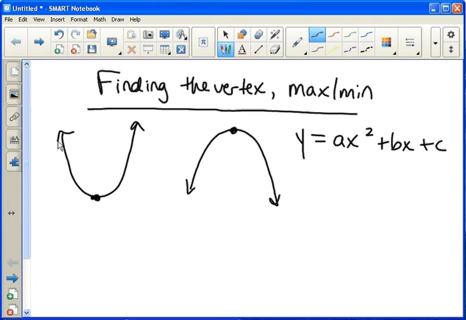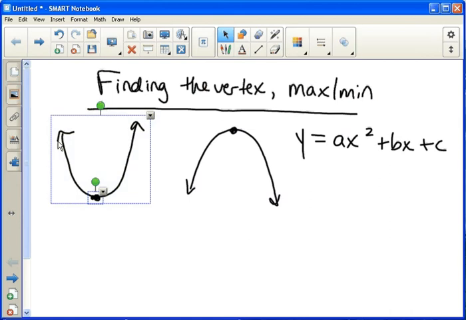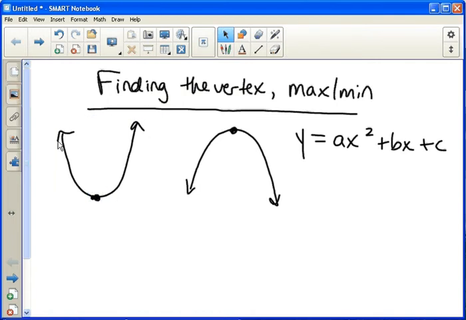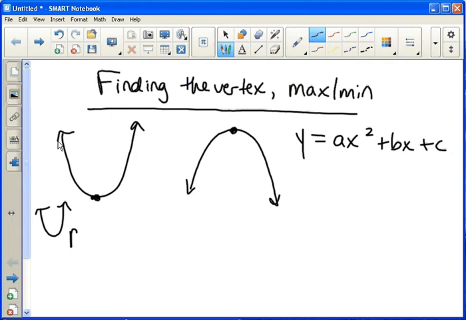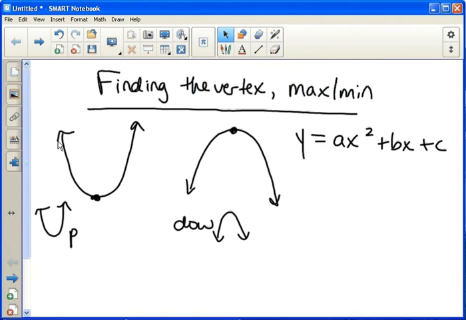So one thing we need to start with is to tell whether it's the first kind of parabola like this or the second kind like this. We call this one opening up and this one opening down. Now hopefully that's obvious, but if you can't remember, then look at it this way. This one opens up and this one opens down. So hopefully that'll help you remember.